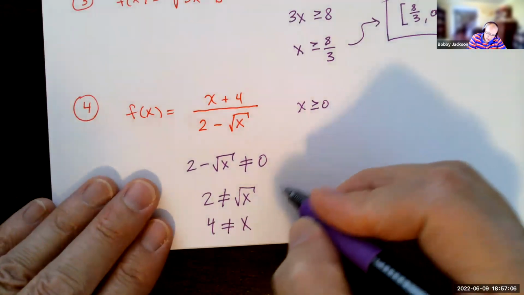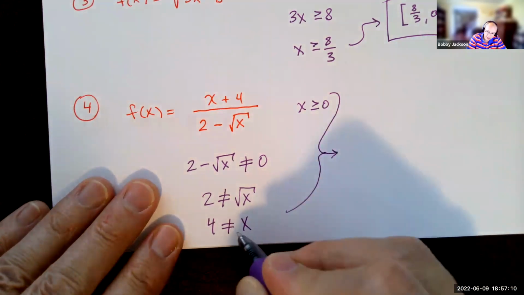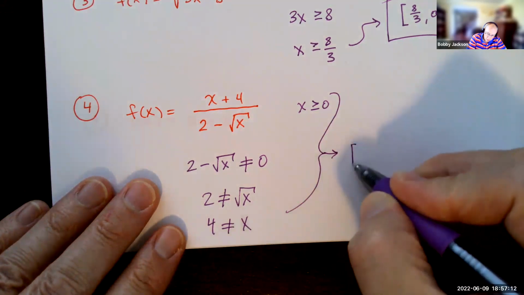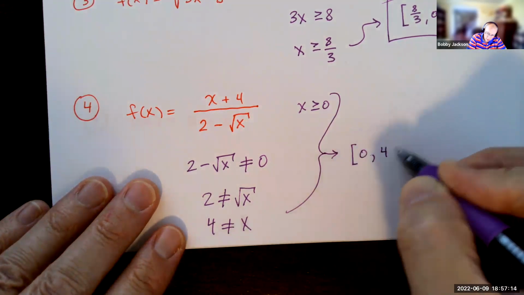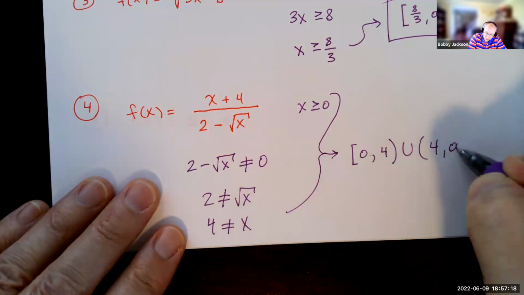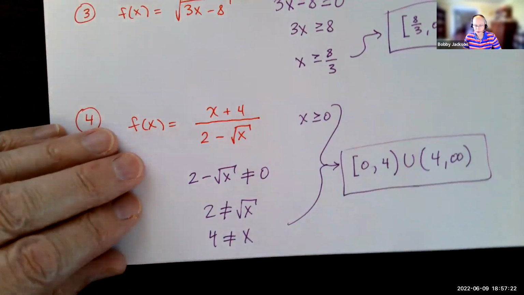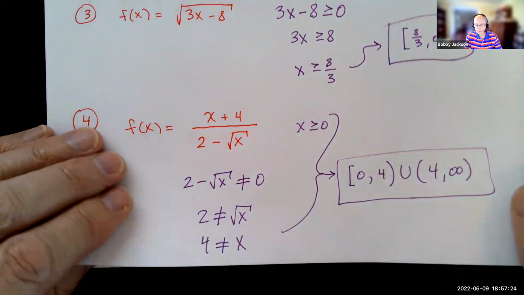And so putting these two together, what's our domain? Everything greater than or equal to 0, excluding 4. So I would do bracket 0 up to 4, exclude 4, and then go from 4 to infinity for my second interval. This is everything greater than or equal to 0, excluding 4.